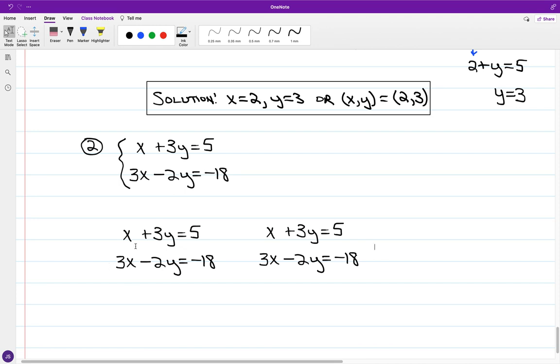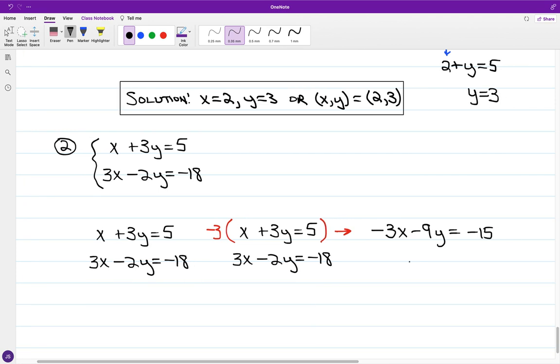So if I'm looking at eliminating the x terms, what I can do is multiply the first equation by negative 3 while leaving the second equation untouched. So if I multiply the first equation by negative 3, we have negative 3x minus 9y is equal to negative 15. And keeping the second equation untouched.